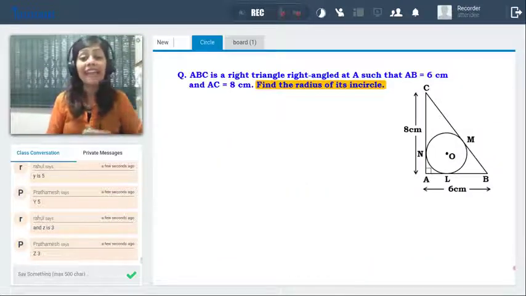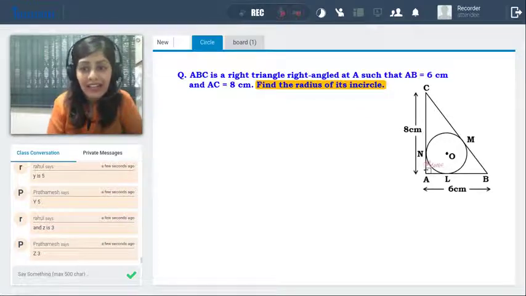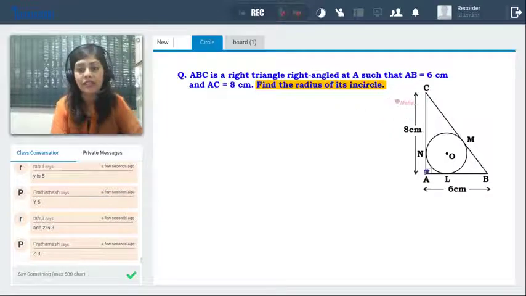Okay, now again another important sum. It's a sum similar to the previous one. Let's see why it is similar. ABC is a right angle triangle, right angled at A. So what we see is A is a 90-degree angle, such that again we have sides of a triangle given. AB is 6, AC is 8. Find the radius of the incircle.